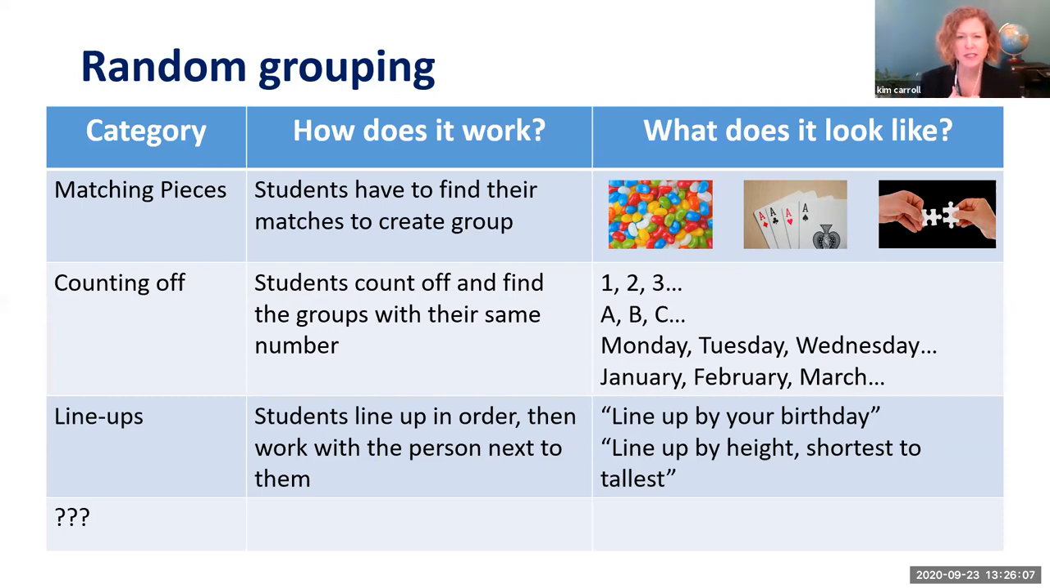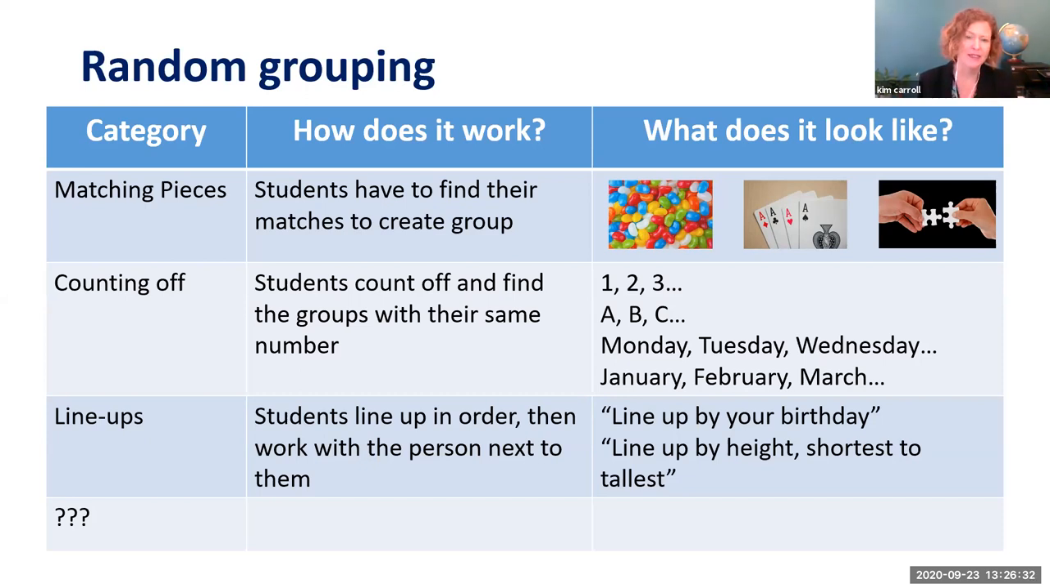The third one, you see a jigsaw, but I don't usually use a jigsaw. I like to use a picture from a magazine or a postcard, and I will cut it into three or four parts and then distribute the parts, and they have to find the other people in the group to create their whole picture. Those are activities that can also have some communication just in the getting into the group process.